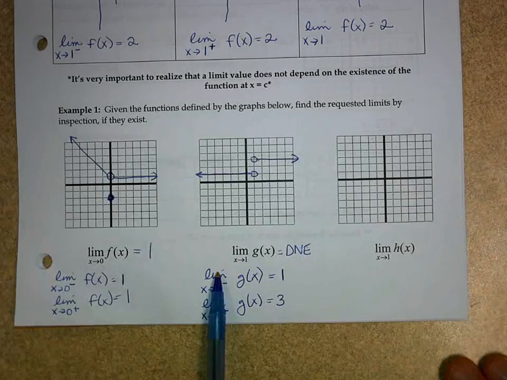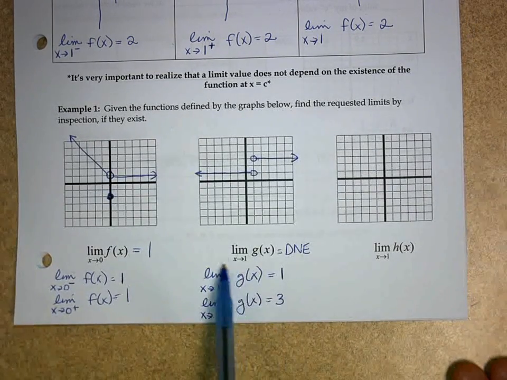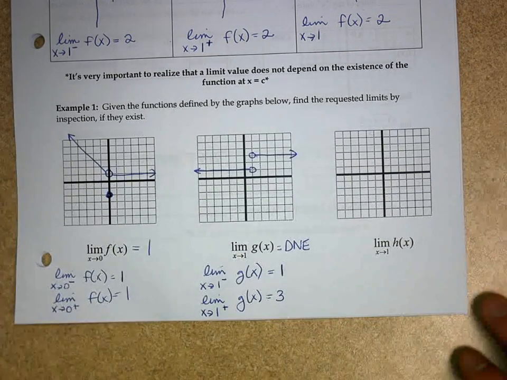Yes, the left-hand limit exists as being 1. Yes, the right-hand limit exists as being 3. But no, this combined limit idea where we've got to check both sides does not exist.